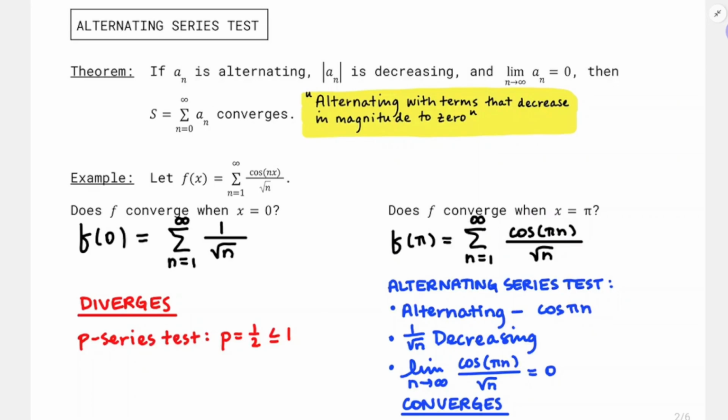Okay, so that's the alternating series test, and that's where I'm going to leave it off for this video, because in the next videos we've got a bunch of other good stuff. We've got absolute and conditional convergence, the alternating series error bounds.